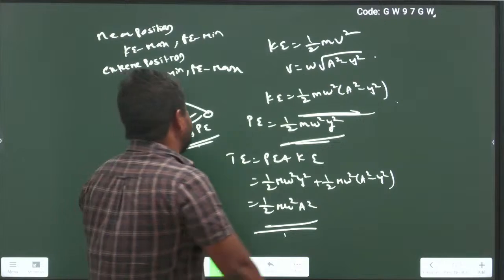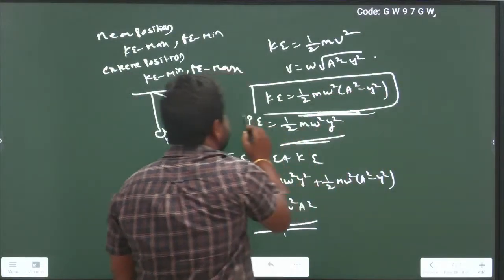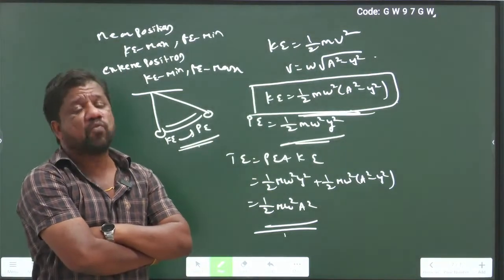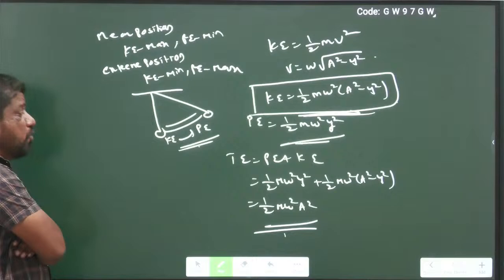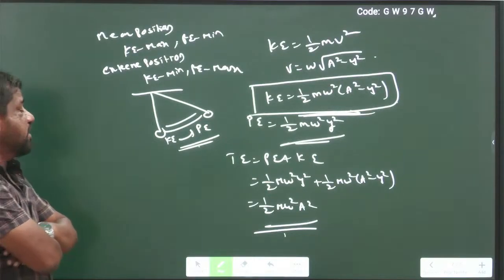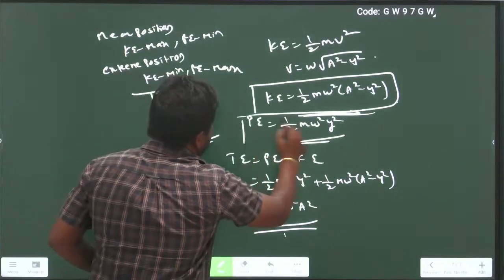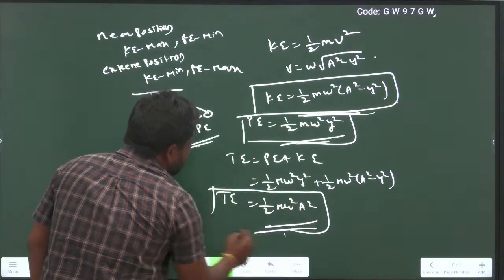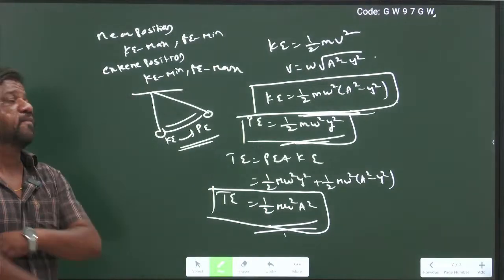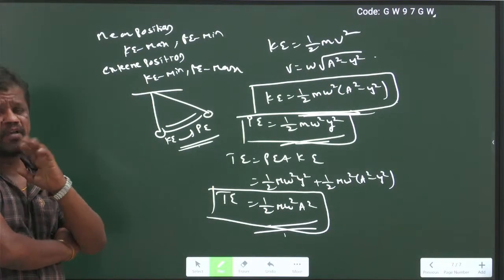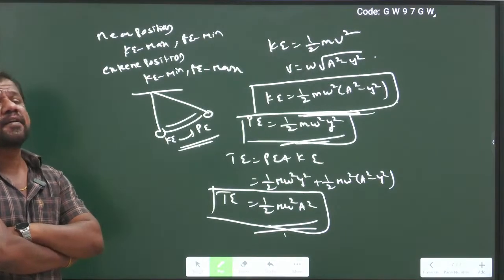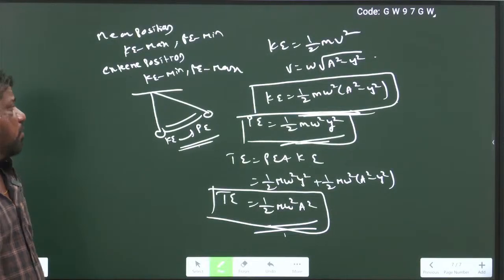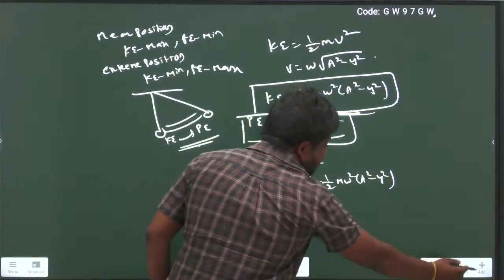The expression for the kinetic energy of an SHM is what? Kinetic energy is equal to half m omega square into a square minus y square. Potential energy is what? Half m omega square y square. Then formula for total energy is what? Half m omega square a square. So these are the various relations in the first part of the chapter, that is simple harmonic motion. Now let's summarize all the formulas at a single place once.